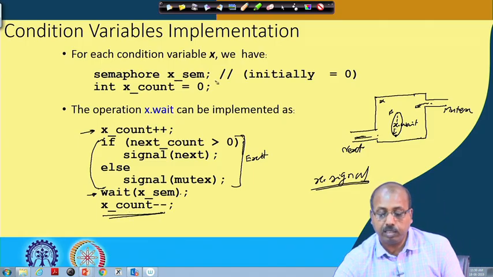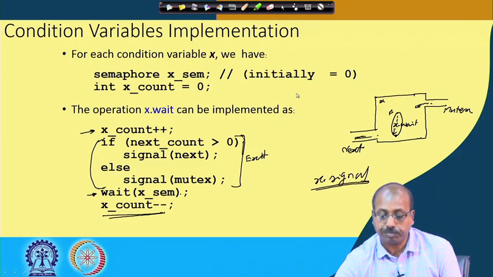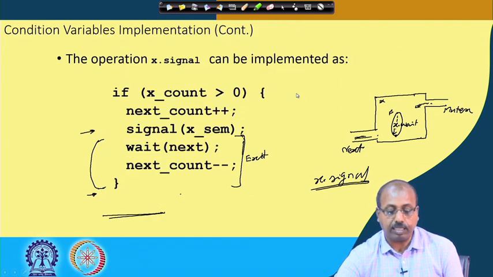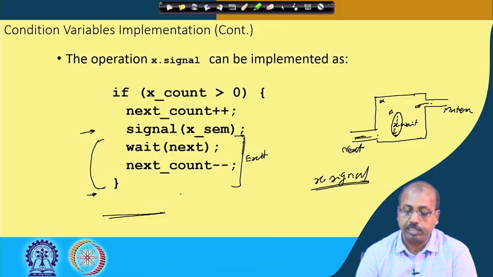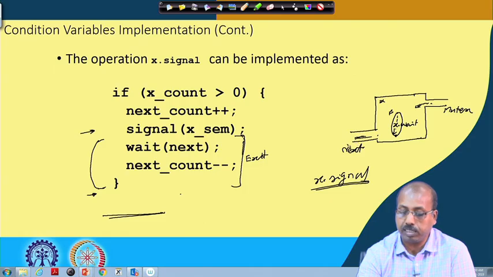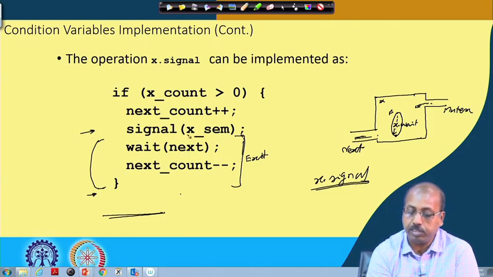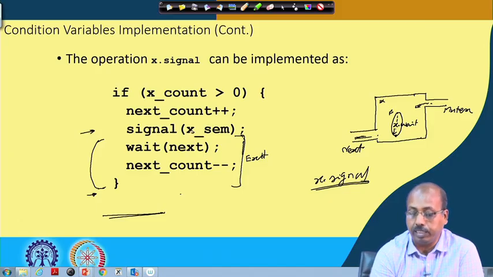Now, if we see the signal part, it is implemented like this. If x_count is greater than 0, then it has to go out of this semaphore and out of the monitor, and it has to signal some process which is waiting on this condition variable x, and that is done by this.